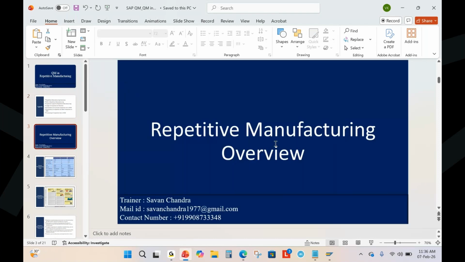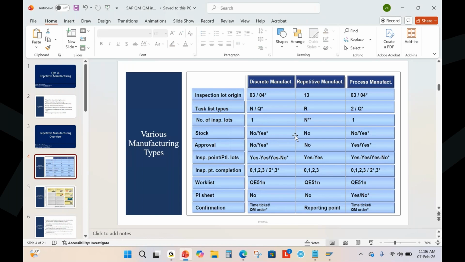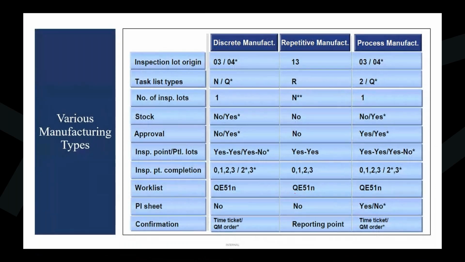Okay. So first we'll understand what is repetitive manufacturing. Okay, so this is from PP side basically. Okay, so basically if you recollect our earlier session, inspection in production, inspection during production, that time we discussed on the discrete manufacturing. Okay, so there are basically three types of industries. One is discrete manufacturing, second one is process manufacturing, and the one which we are discussing today is repetitive manufacturing.